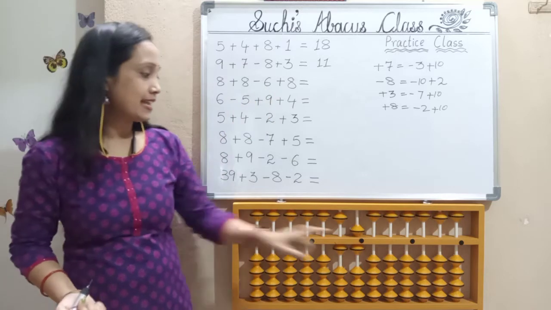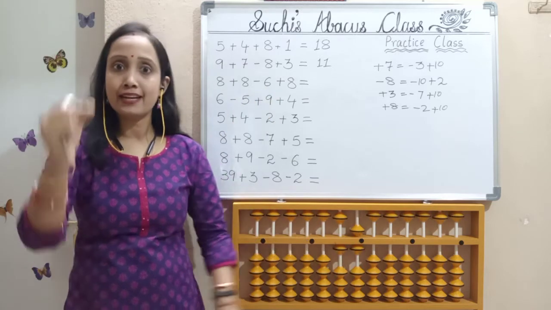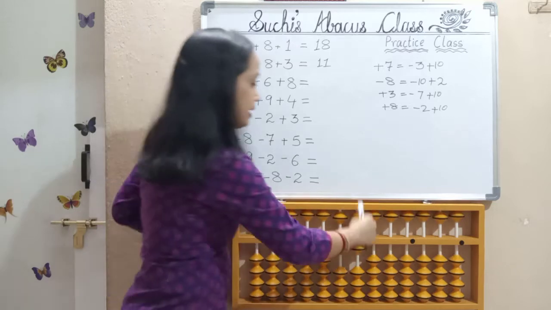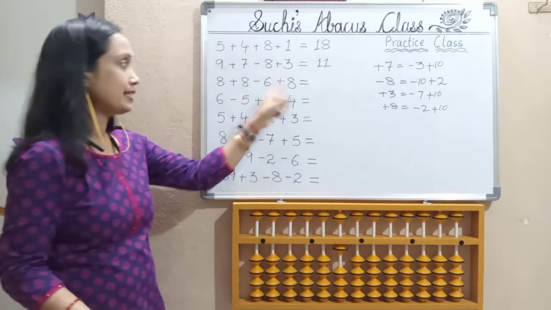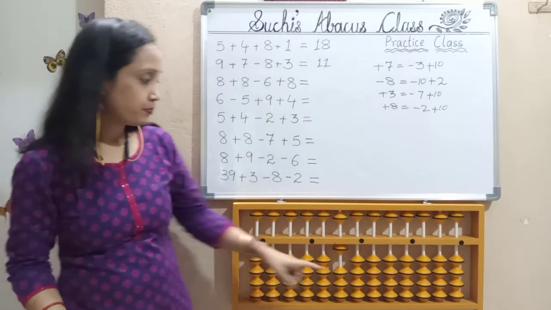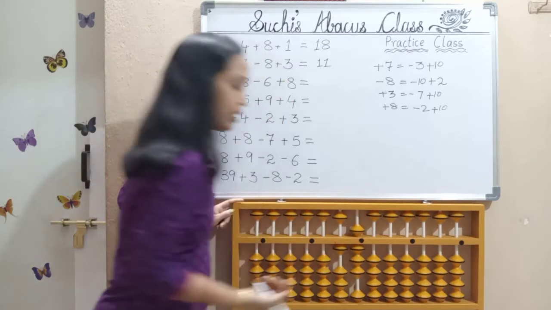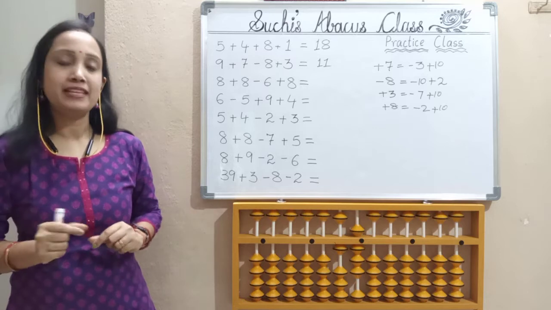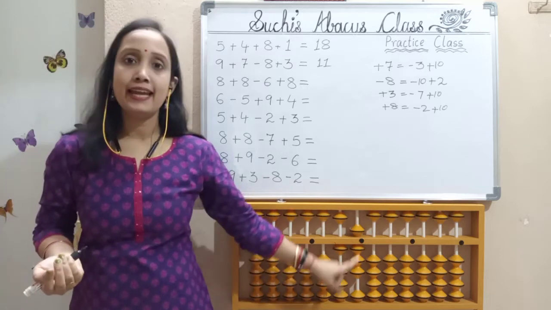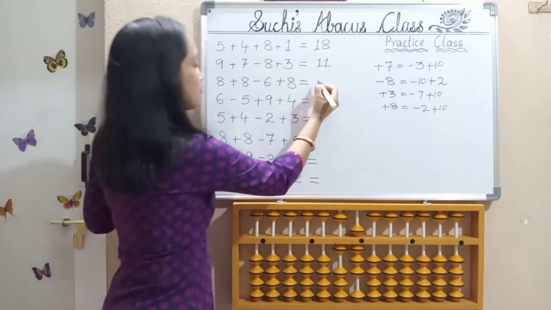Next, less 6. See, I have 6 here. I can do pinch out. So 5 and 1, pinch out. Next again, add 8. I have here all the beads empty, so I can put add 8 pinch in. So our answer is 10 and 8, 18.